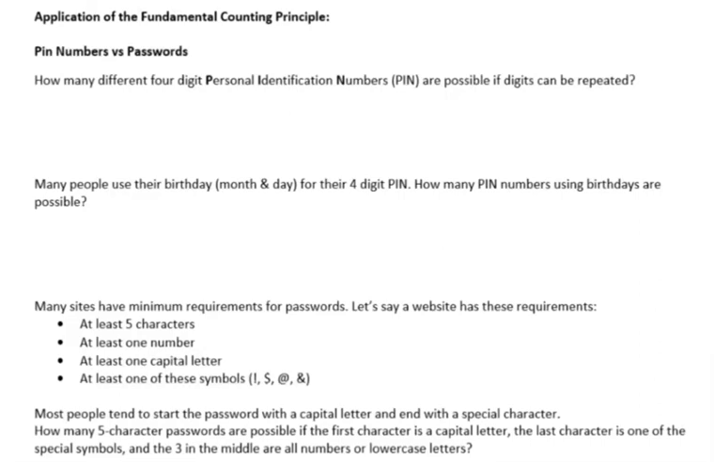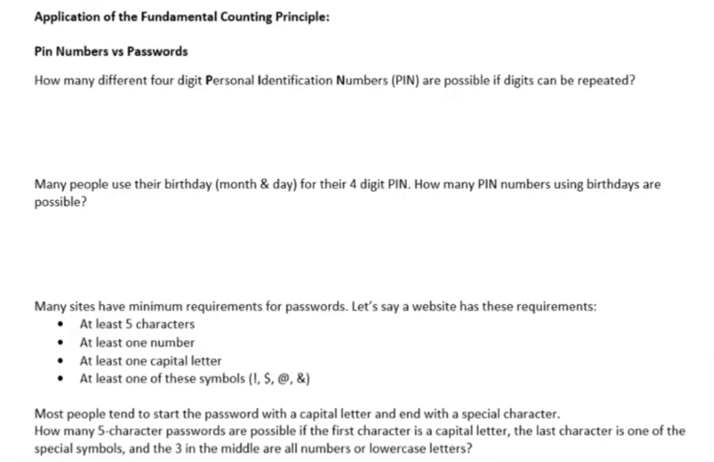One of the areas where the ability to count number of outcomes is particularly important is in the area of cybersecurity and passwords. So let's think about some common types of passwords. Many times people use 4-digit passwords, usually known as PIN numbers, personal identification numbers. So let's think about how many different possible personal identification numbers are possible if every digit can be repeated.